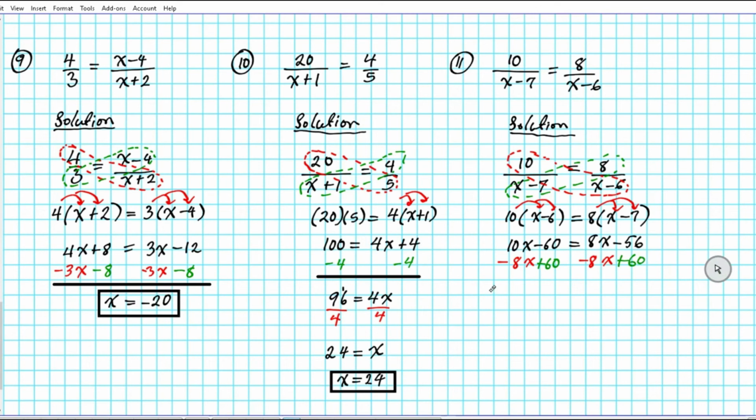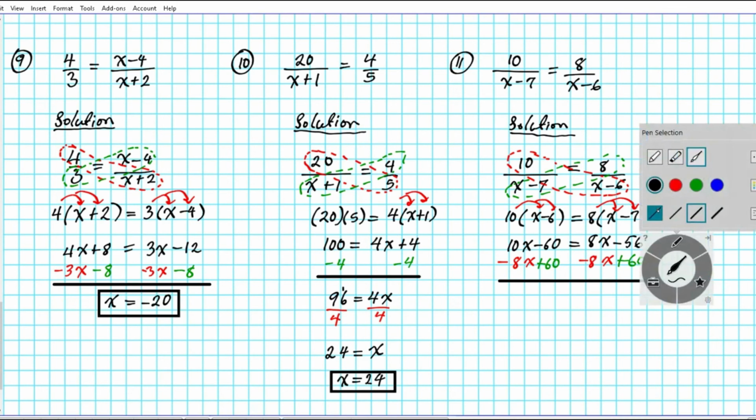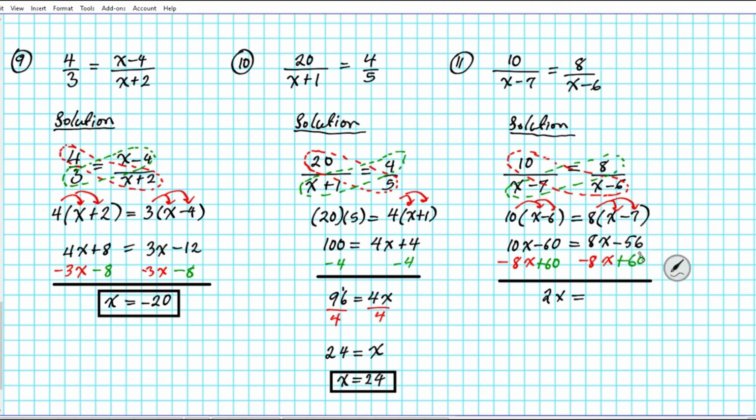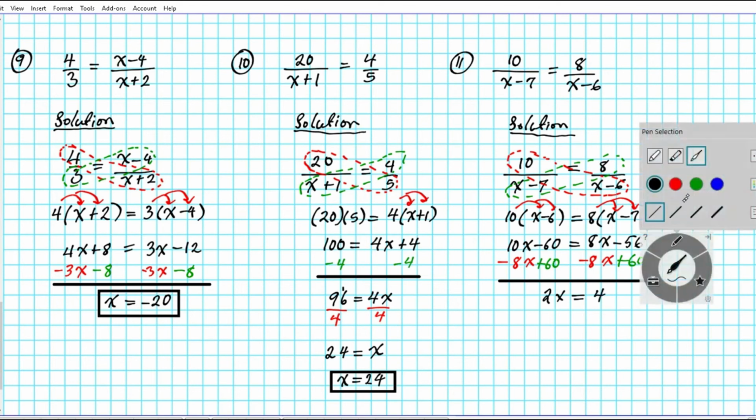Alrighty, so if we do that, we're going to have the variables on the left and the constants on the right. On the left, 10x minus 8x, we yield 2x. Minus 60 plus 60 adds up to 0. And then minus 56 plus 60, subtract and keep the sign of the bigger, which is positive, so you have equals 4. And then to finish this off, you simply divide both sides of the equation by 2. So divide by 2, divide by 2, and then you get your final answer, x.